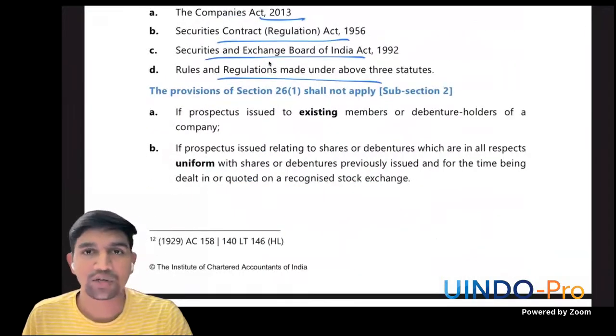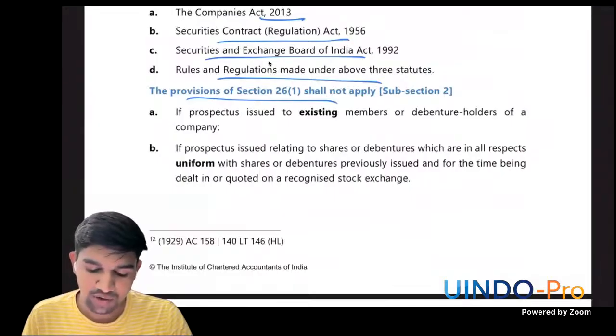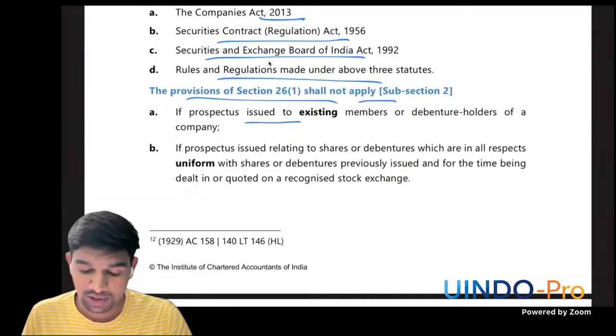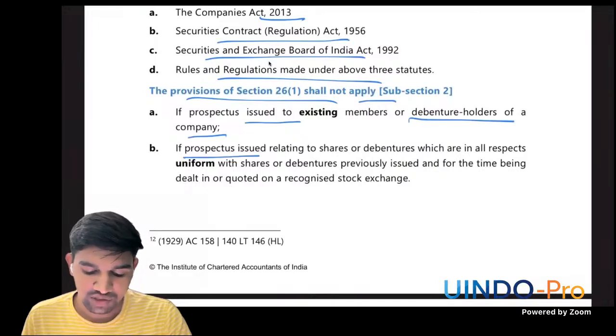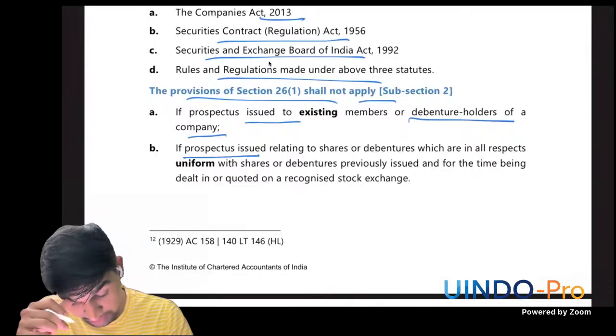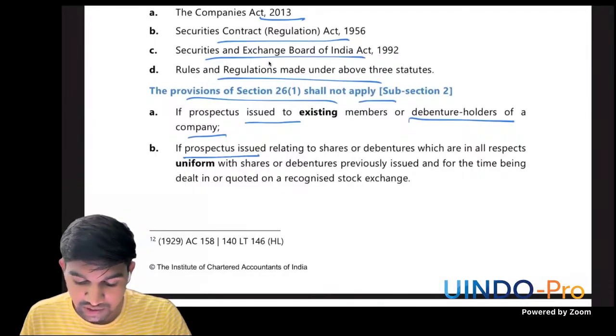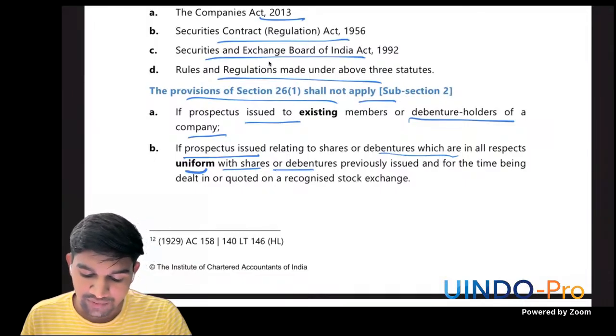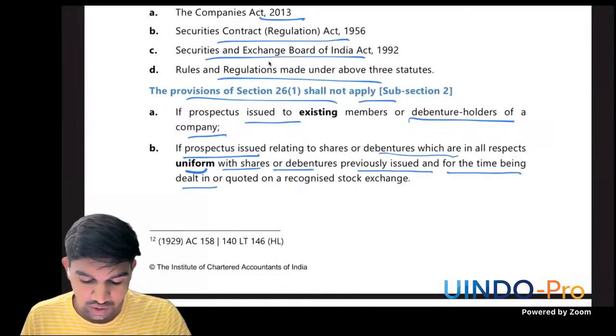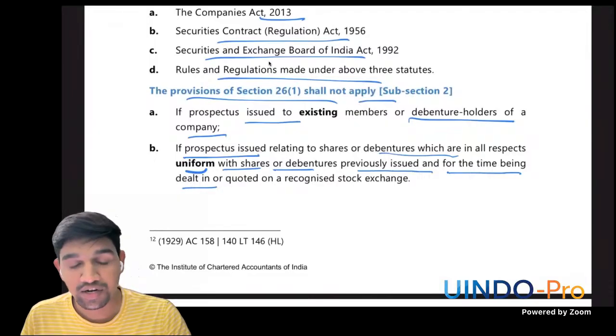The provision of Section 26, subsection 1 shall not apply if the prospectus is issued to existing members or debenture holders of a company, and a prospectus issue relating to shares or debentures which are in all respects uniform with the shares or debentures previously issued and for the time being dealt in or quoted on a recognized stock exchange.